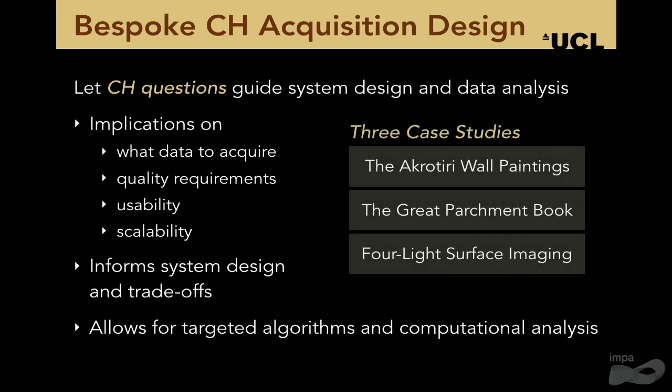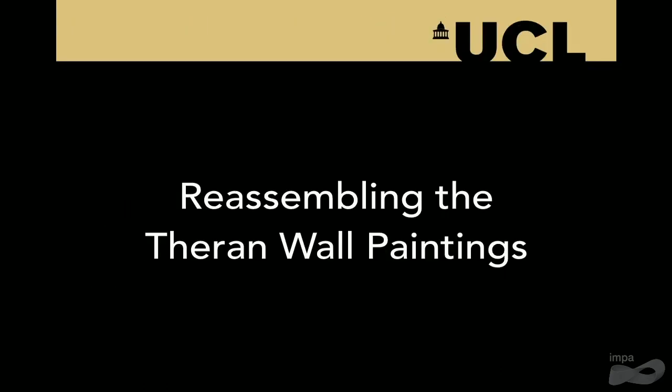So I'm going to talk about a project where we helped reassemble wall paintings, late Bronze Age wall paintings. I'll talk about the restoration of the so-called Great Parchment Book, so many hundred pages of parchment that fell victim to a fire. And in the end, I'm going to have a bit of a goodie that has not yet been publicly announced, so I've been dancing around a little bit, and we'll get to it. Right. Let's start with the first project.